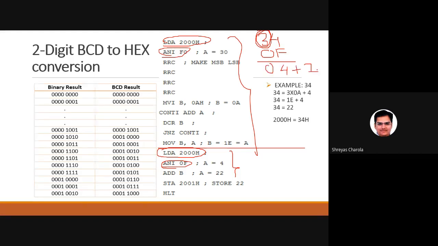And that will be added with the 1E that we already got when we multiplied 3 into A, answer 1E. Once you do the addition, you will get the answer 22, and that is what we need. So this is nothing but a simple BCD to decimal conversion. Is it clear to all of you? Write it down in your book somewhere. This problem statement will be useful for writing the experiment or during the exam also.